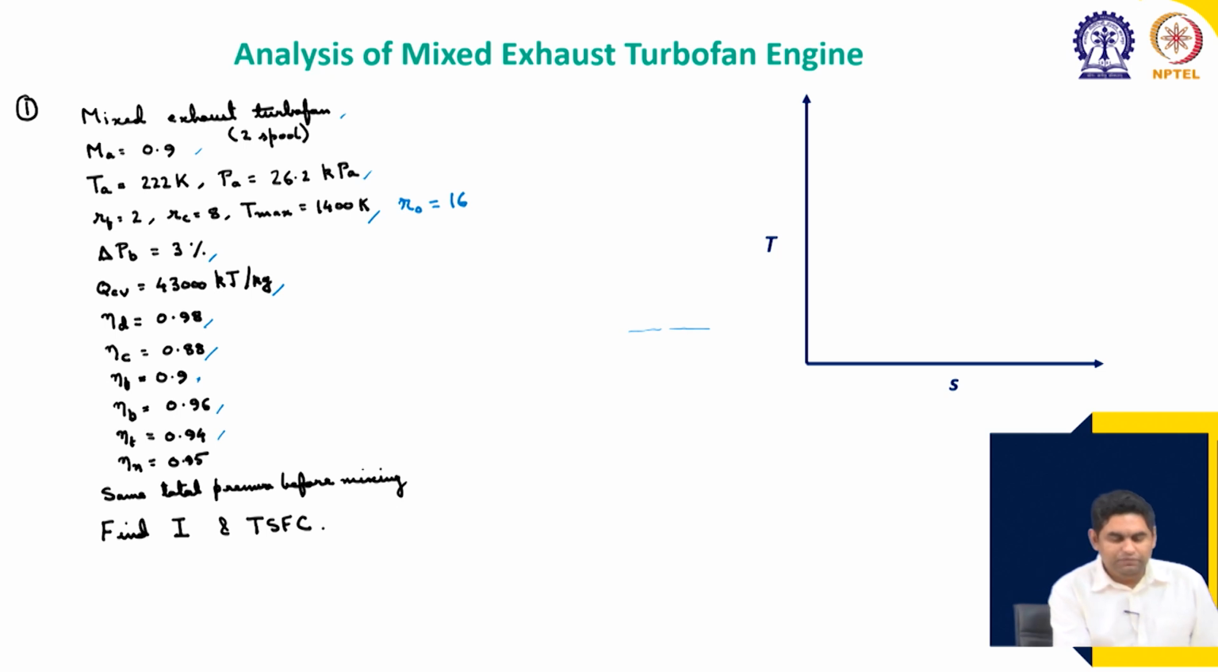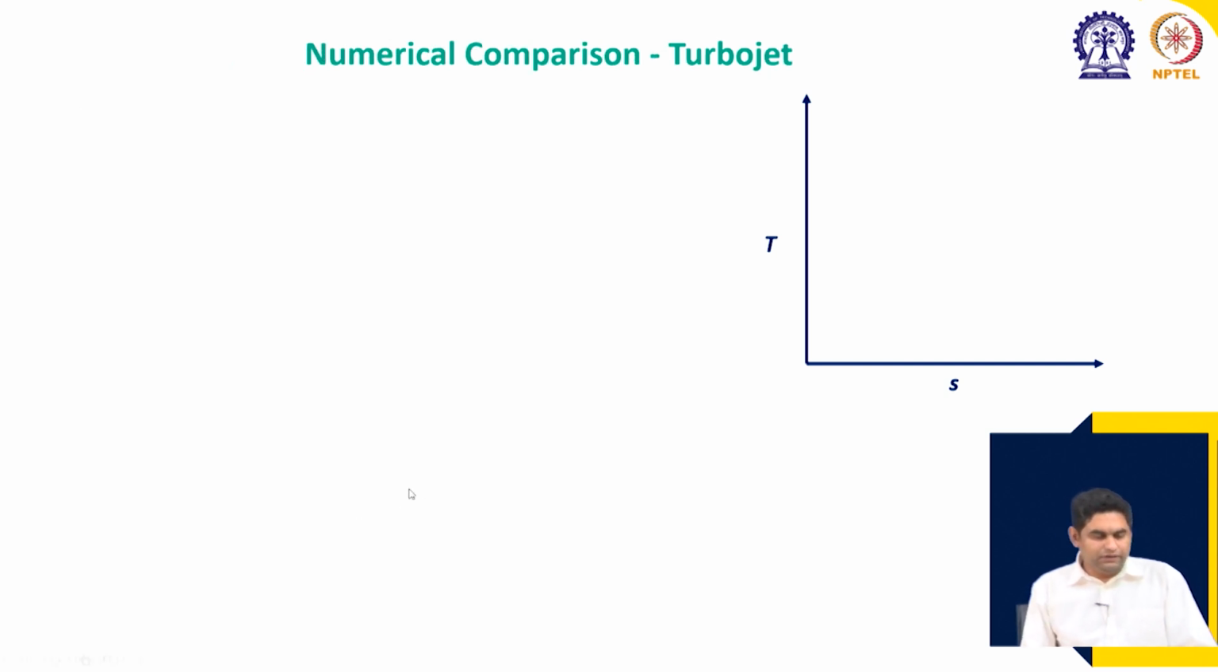So, this will be a single spool, because it is a turbojet and we are considering that one turbine is running the single compressor. Nozzle efficiency is 95%, and the mixing condition is not required because there is no mixing. We have to find the specific thrust and the thrust specific fuel consumption. So, all the same parameters except the parameters which are undefined or cannot be defined for a turbojet engine. Okay, so let us start the analysis.